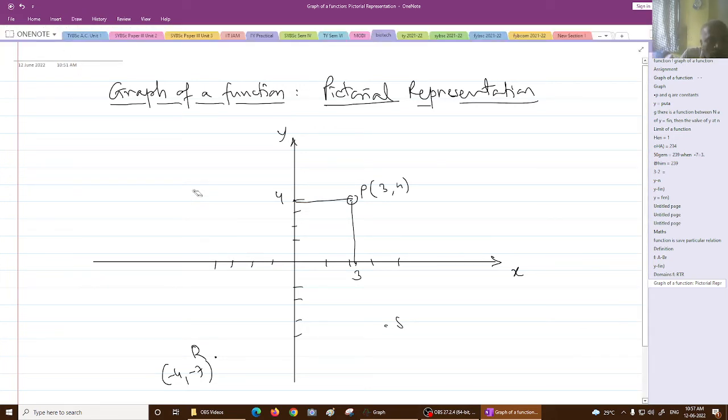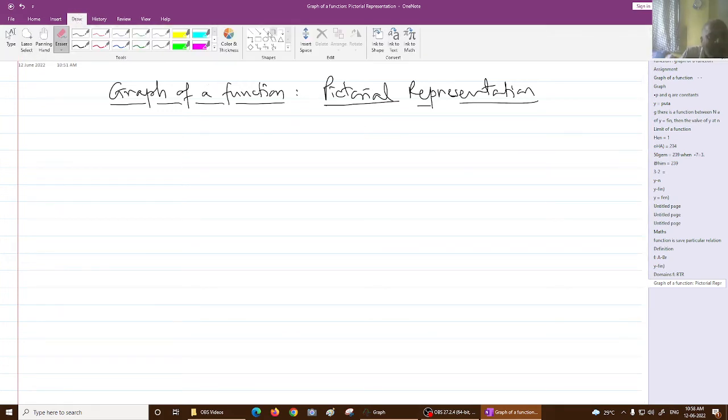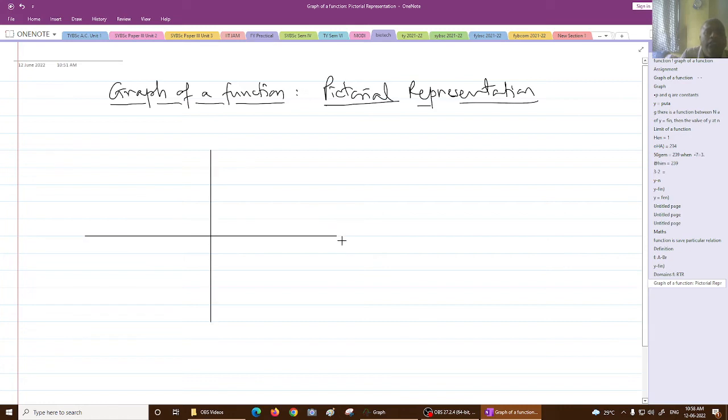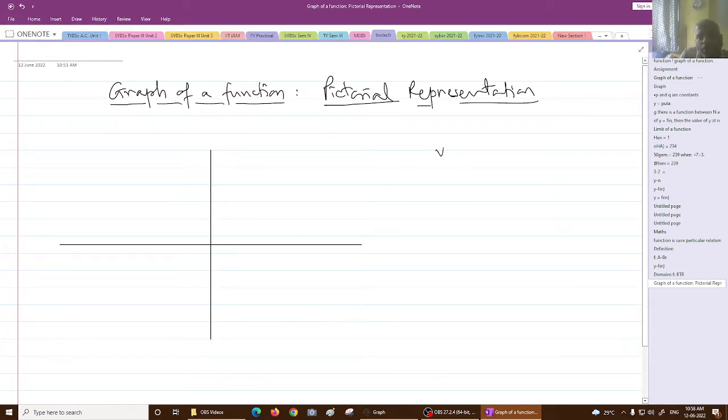Finally, our aim is to understand the graph of a function. I said it is basically the pictorial representation. What we are going to do is draw all the points which satisfy the given function, and that is called the graph of the function. For example, if you write y = 3x + 7, we will draw all points which satisfy this.